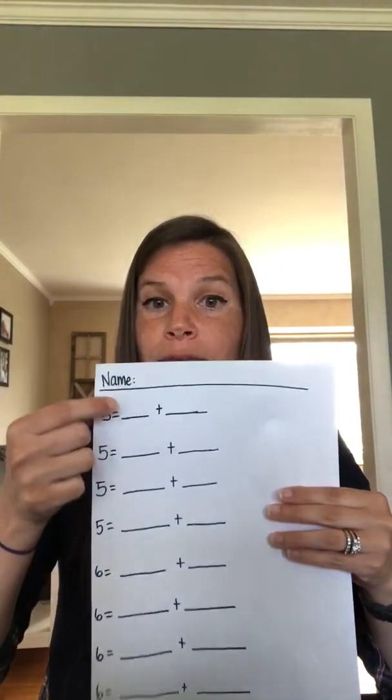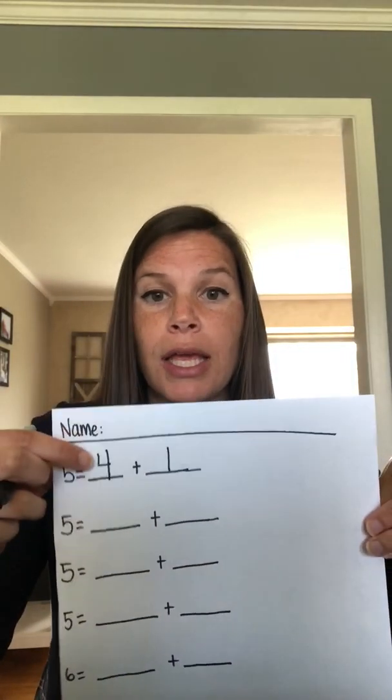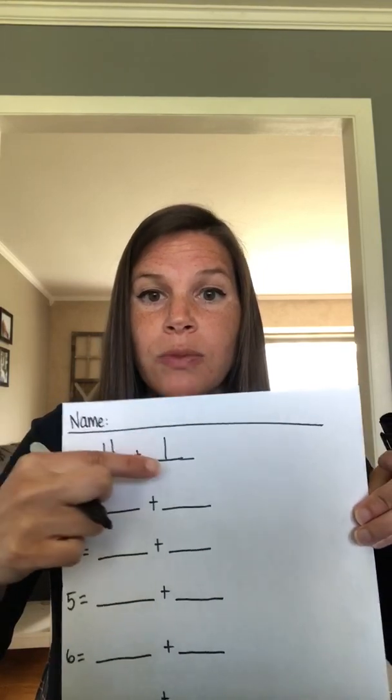Now, let's write our sentence. So we know we started with 5. The part I showed you was 4, so I'm going to write 4. Plus, the other part that was behind my back was 1. So your sentence is 5 equals 4 plus 1.